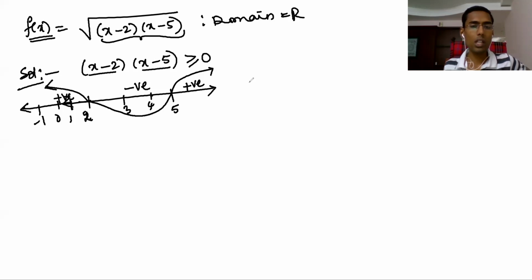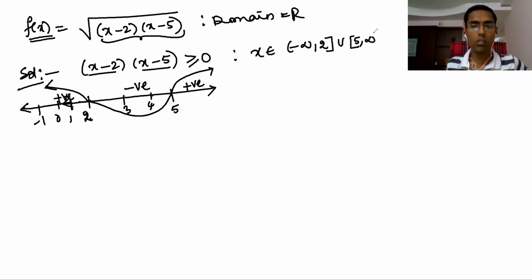So therefore, what is the answer? What do we want to answer? The x value should be from minus infinity to 2 closed, union 5 to infinity. Hope you got it. This is 5 to infinity. Oh, simple one. Very simple. You have to understand this.